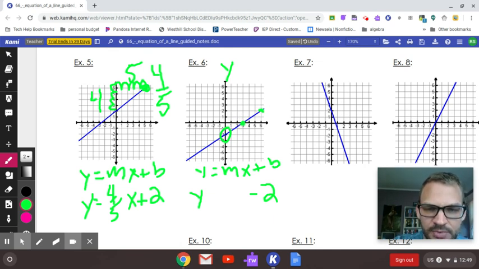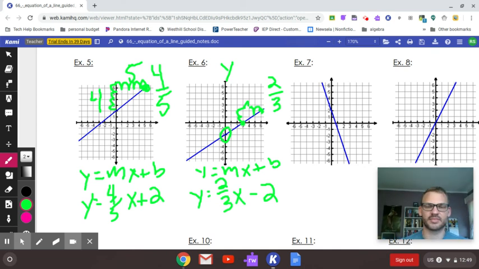We're going to go up 1, 2. So up 2, that's our top number. And it's over 1, 2, 3. So it's 2 over 3x minus 2. Now these are positive slopes because we are going uphill. Now that we're going downhill, we're going to have negatives. So again, we have our y.